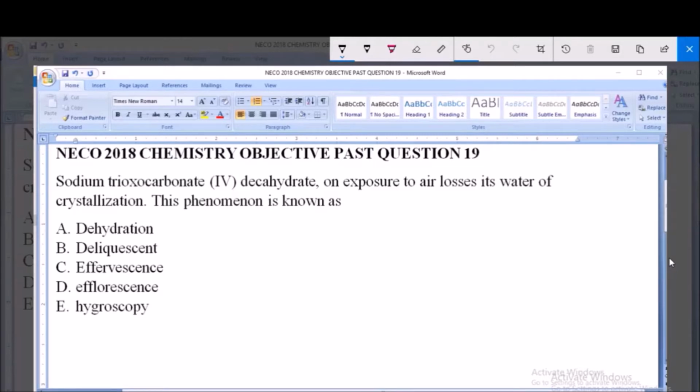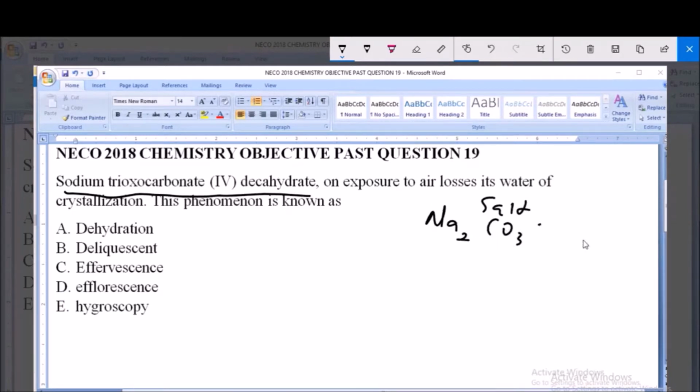Sodium trioxocarbonate 4-decahydrate on exposure to air loses its water of crystallization. This phenomenon is known as: A. Dehydration, B. Deliquescence, C. Effervescence, D. Efflorescence, E. Hygroscopy. So sodium trioxocarbonate 4-decahydrate is a salt represented by the formula Na2CO3.